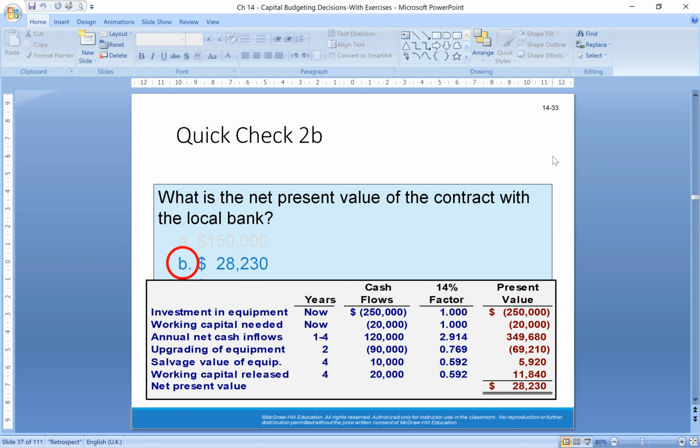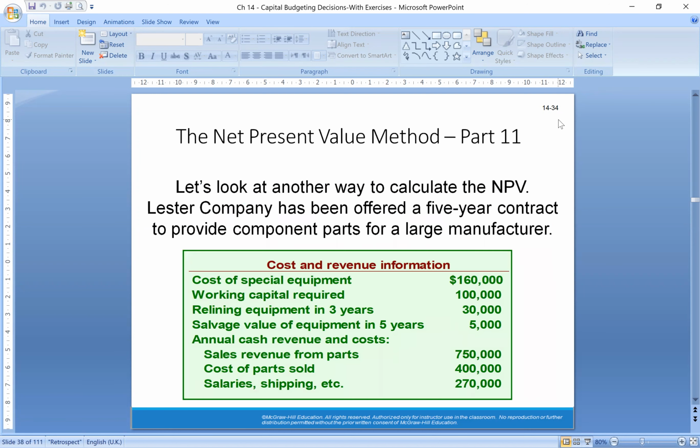Does that mean we have to accept the project? Yes, because we have a positive net present value.